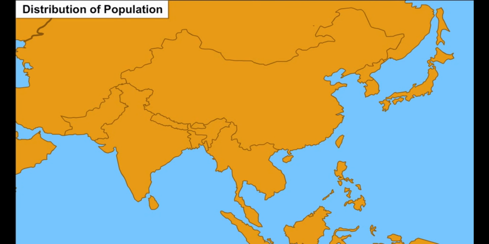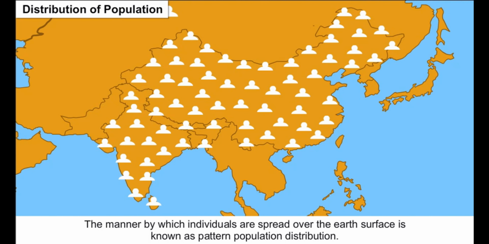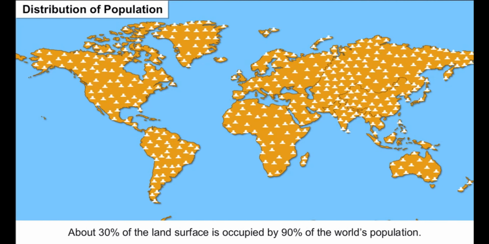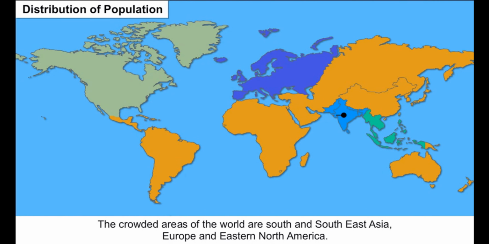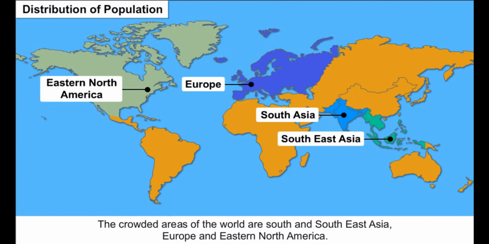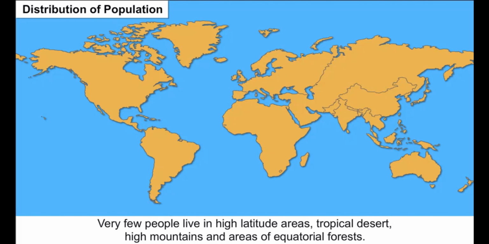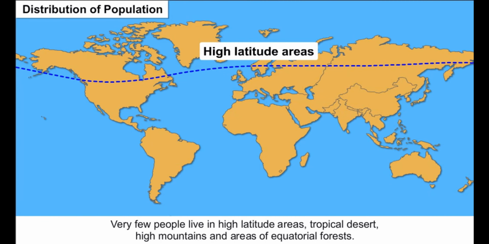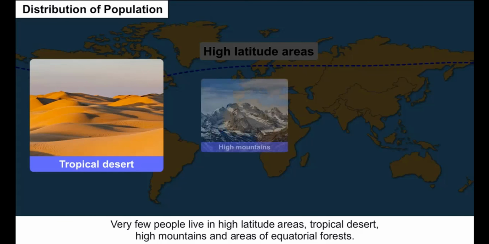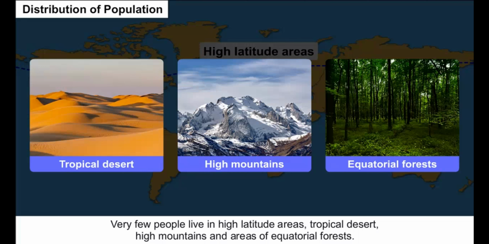Distribution of population. The manner by which individuals are spread over the Earth's surface is known as the pattern of population distribution. About 30% of the land surface is occupied by 90% of the world's population. The crowded areas of the world are South and Southeast Asia, Europe, and Eastern North America. Very few people live in high latitude areas, tropical deserts, high mountains, and areas of equatorial forests.